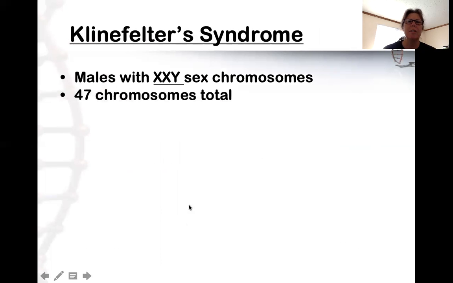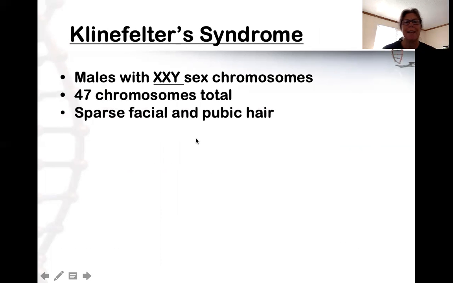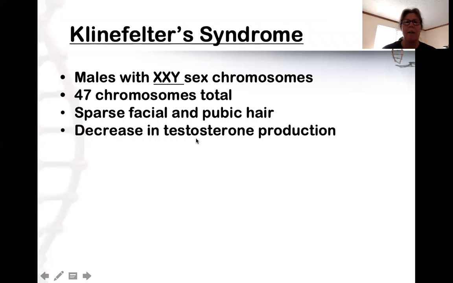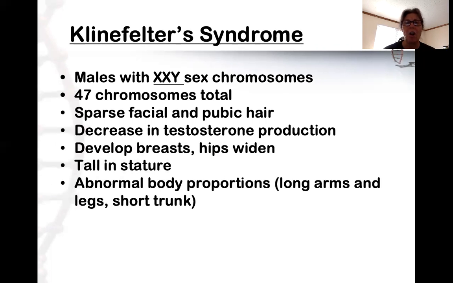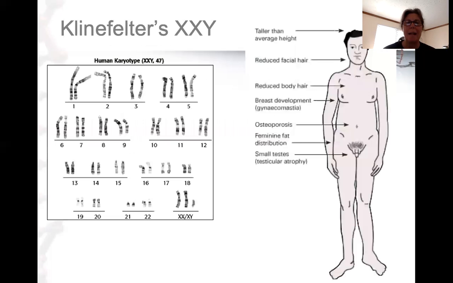Klinefelter's is where a man has two X's and a Y, so they have 47 chromosomes. They tend to have very little hair, facial or pubic hair. Their testosterone production goes down. They may develop breasts and have wider hips. They're very tall and have abnormal body proportions. So here's a picture of that, and you can see here we have an extra X chromosome.